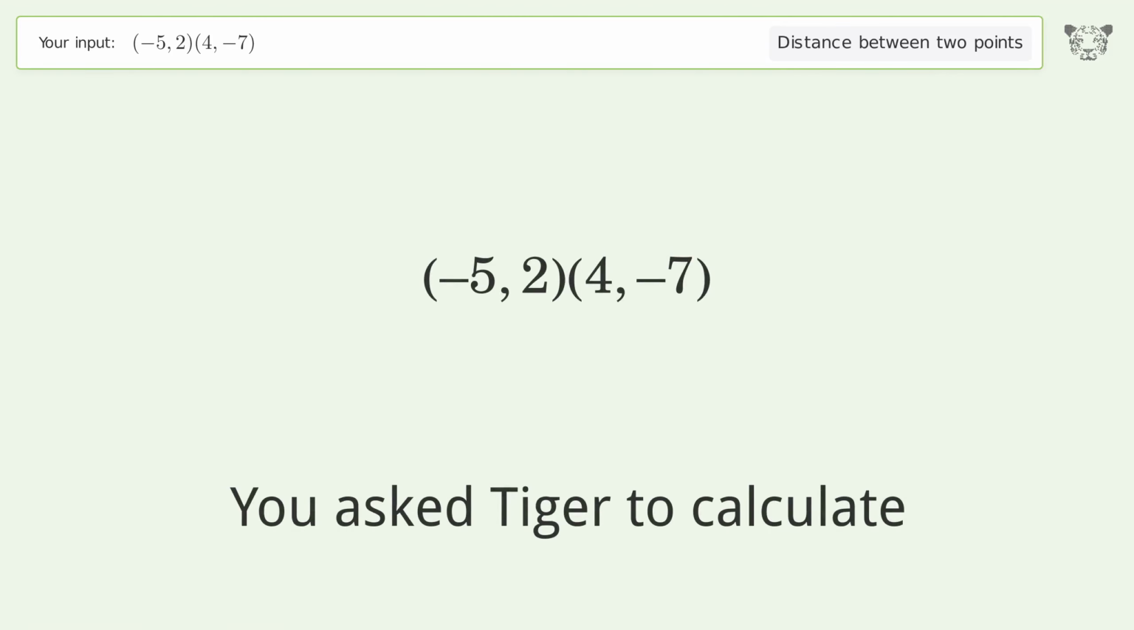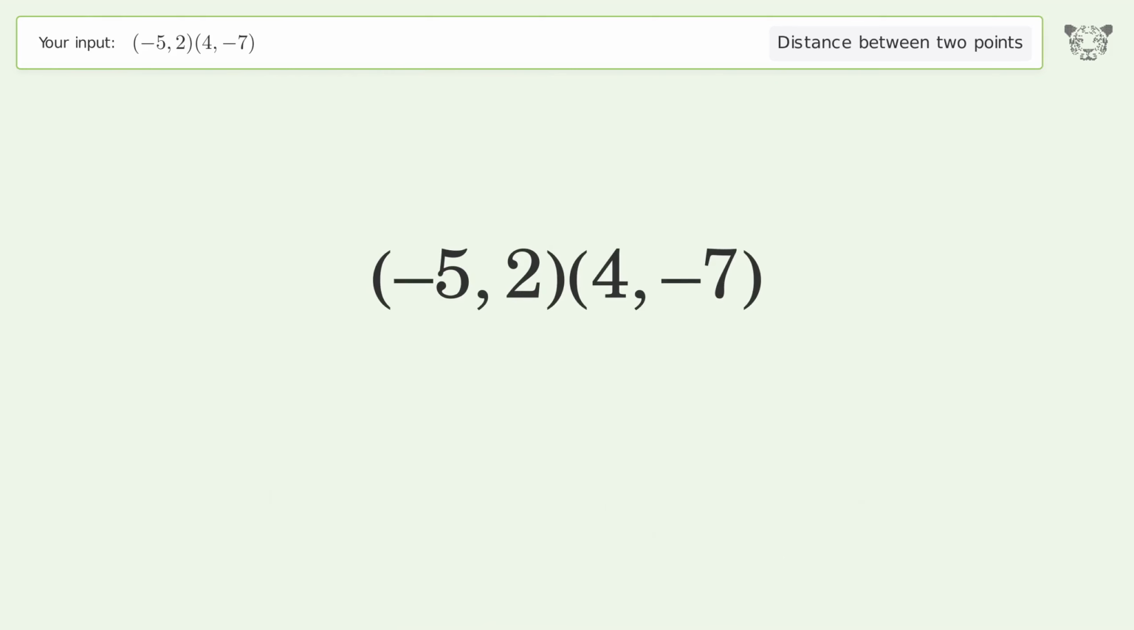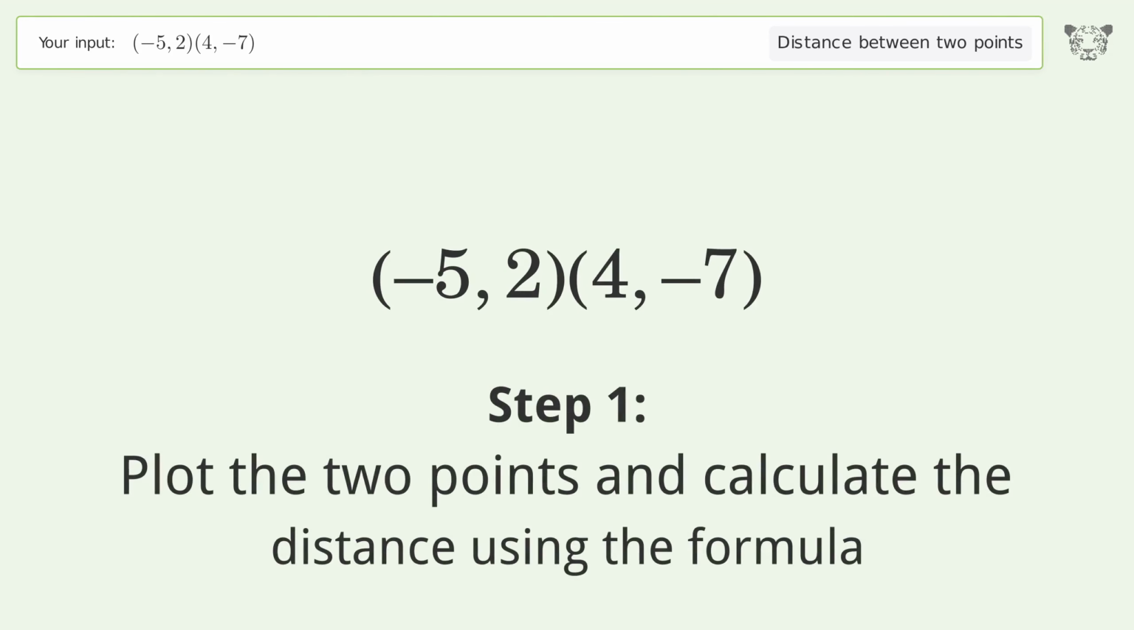You ask Tiger to calculate. This deals with the distance between 2 points. The distance between the 2 points is the square root of 162, or 12.728. Let's solve it step by step. Plot the 2 points and calculate the distance using the formula.